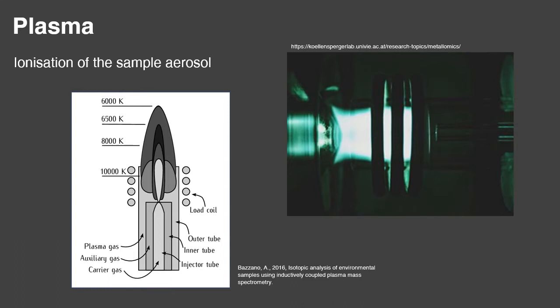The plasma forms at the open end of the torch. The photo on the right shows how an active plasma torch looks. The sample is introduced into the plasma via the sample injector. In the analytical zone, temperatures are in the range of 6000 degrees Celsius.